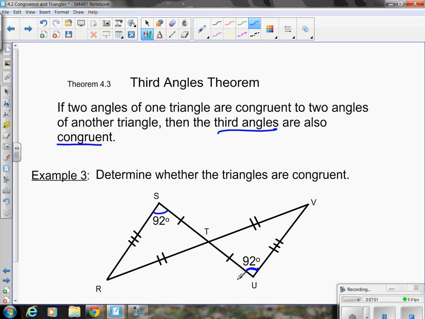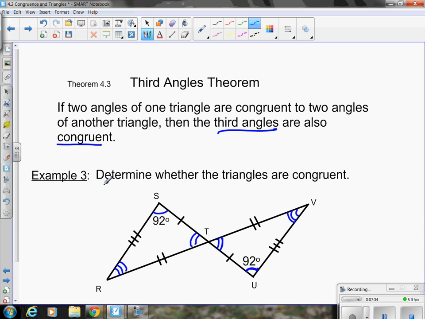Do I have another? And hopefully you look at this and say, yes, you do. We need to be able to identify vertical angles and see that those are congruent. We're going to run into this a lot this chapter, using the vertical angles theorem to get a set of angles congruent. So this angle is congruent to this one, this angle is congruent to that one. What do we know about our third angles? Well, by the third angles theorem, these two angles would also have to be congruent.